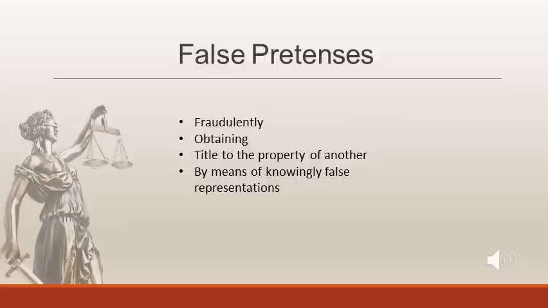The next element, title to the property of another, has to do with ownership. This makes it unlike larceny and robbery and burglary, where they just took the property, whether you wanted to give it to them or not. Here, they're getting the property. You're actually giving the defendant ownership and title to that property. And they're doing so based on the next element of false representations.